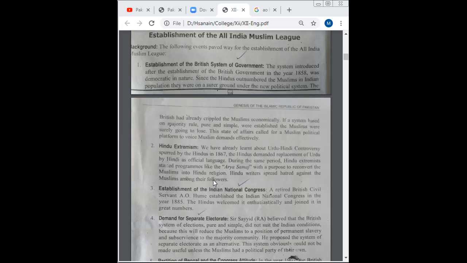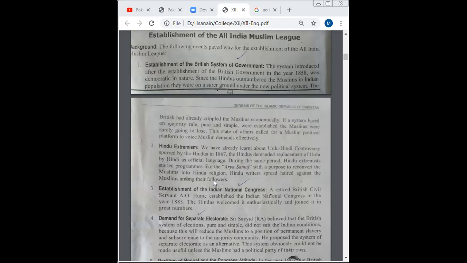They supported the Hindi language, which was demanded by the Hindu extremists, that Urdu should be replaced by Hindi in the subcontinent. Hindus were willing to adopt Hindi language as the official language of the subcontinent. Basically, there isn't a slight difference between Urdu and Hindi.